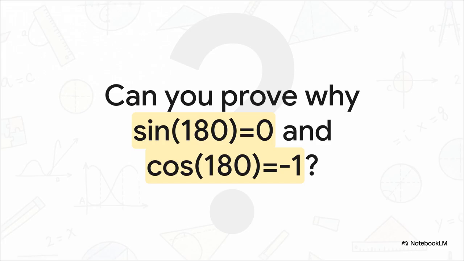base and perpendicular sides when you stretch that angle all the way flat to 180 degrees? See if you can use everything we just covered to prove exactly why sine 180 is 0 and cosine 180 is -1. See if you can unlock the rest of the unit circle for yourself.